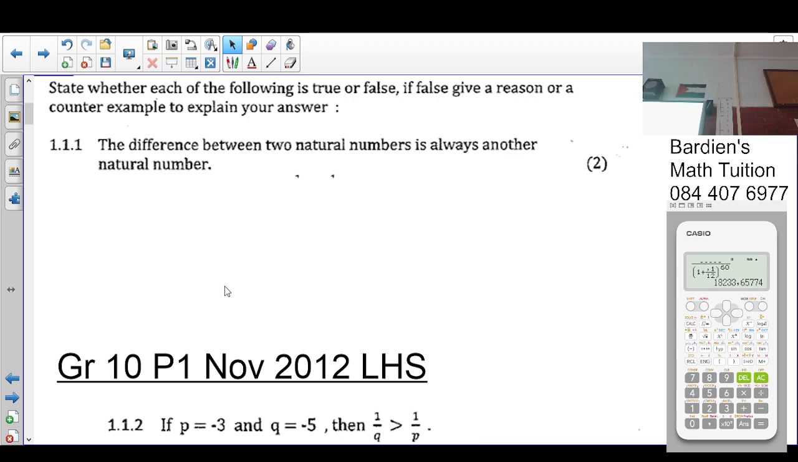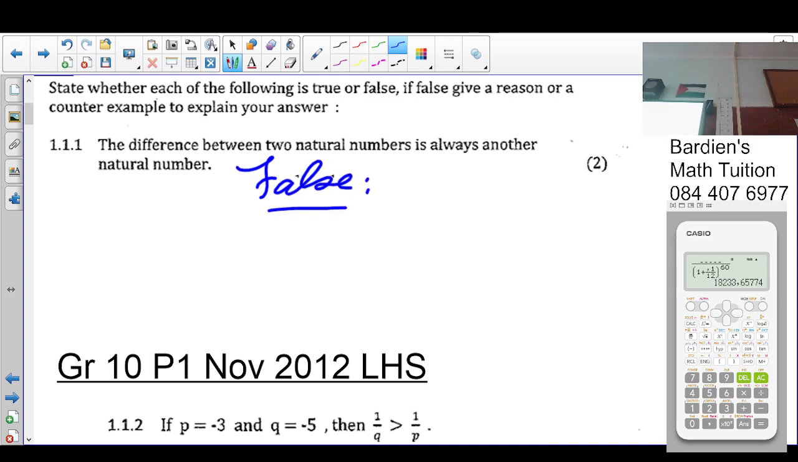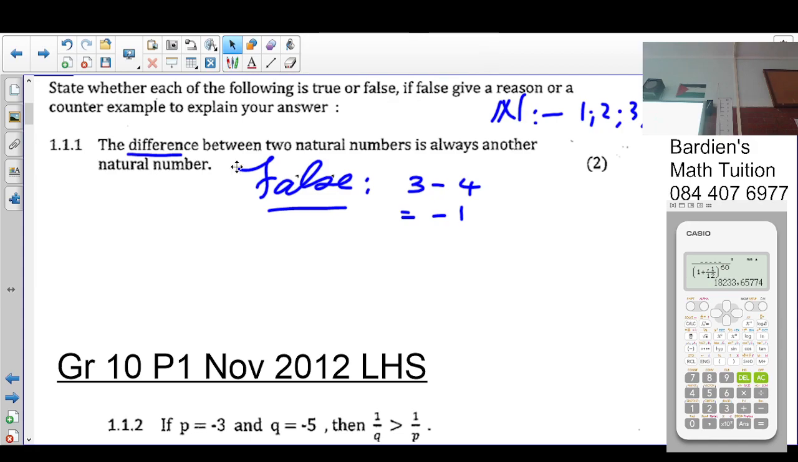False. I would say false. Why? Natural numbers are without the zero. It is 1, 2, 3, 4, and so on. So if the difference is to subtract, not so. What's 3 minus 4? Negative 1. Is that natural? No. So it is definitely false.